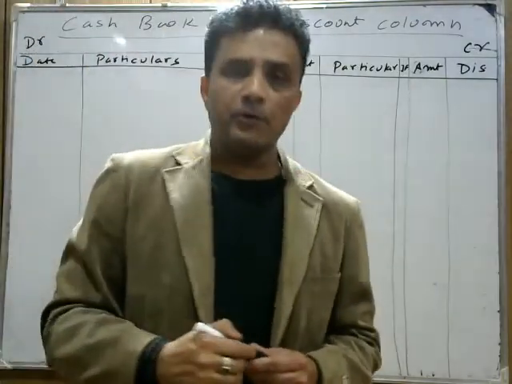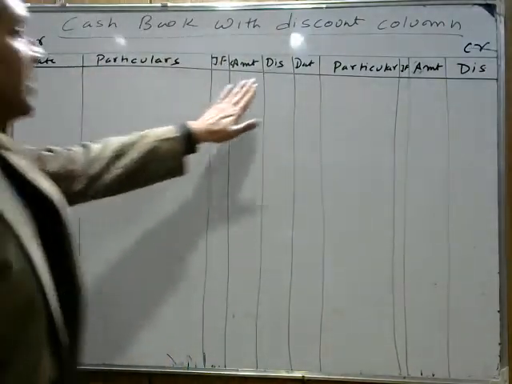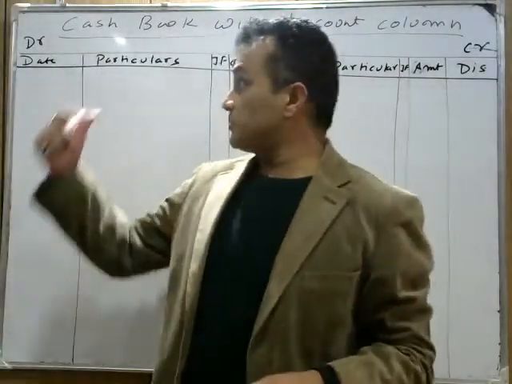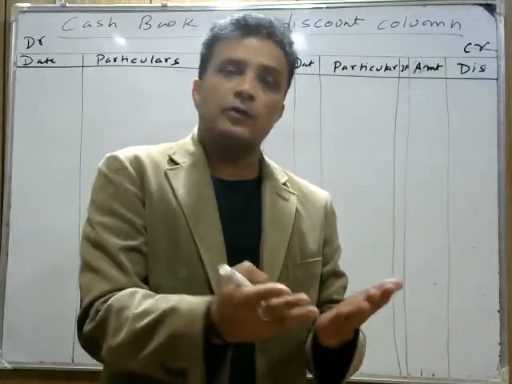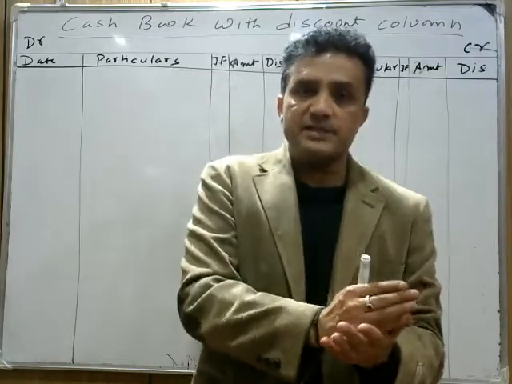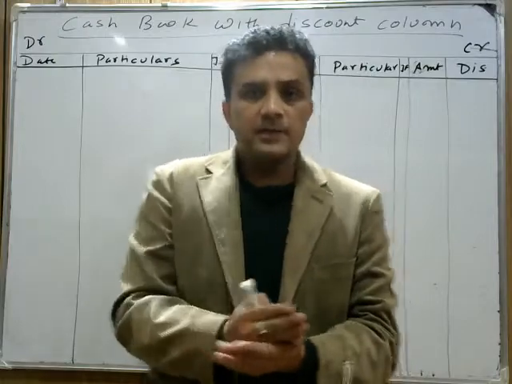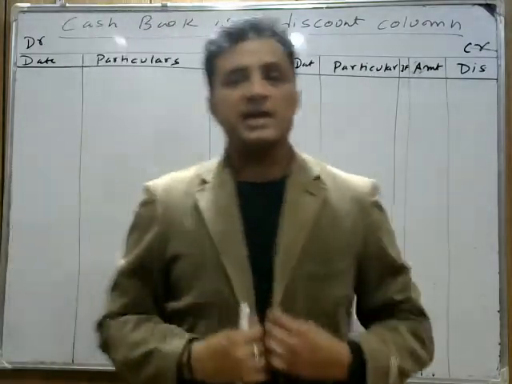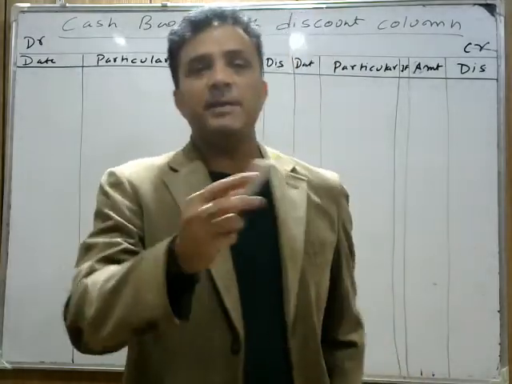Some important features are there in the discount column. Please remember them. In the cash book we follow the rule of the real account. Whenever an asset increases, it will be debited. Whenever an asset decreases, it will be credited. The cash account follows the same: whenever cash increases, it will be debited, and whenever cash decreases, it will be credited.